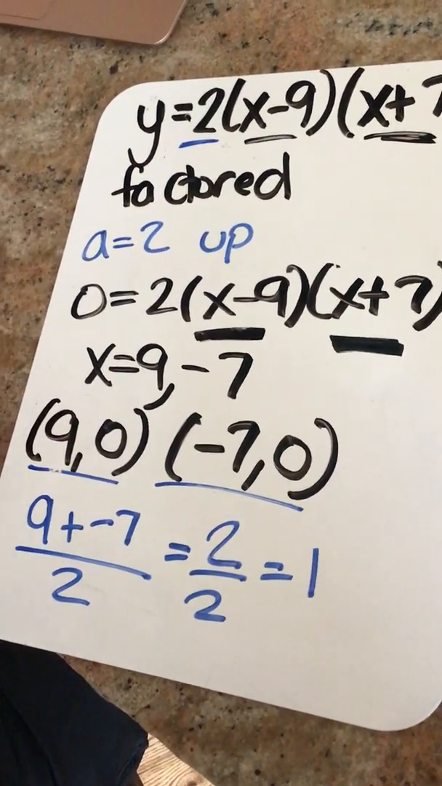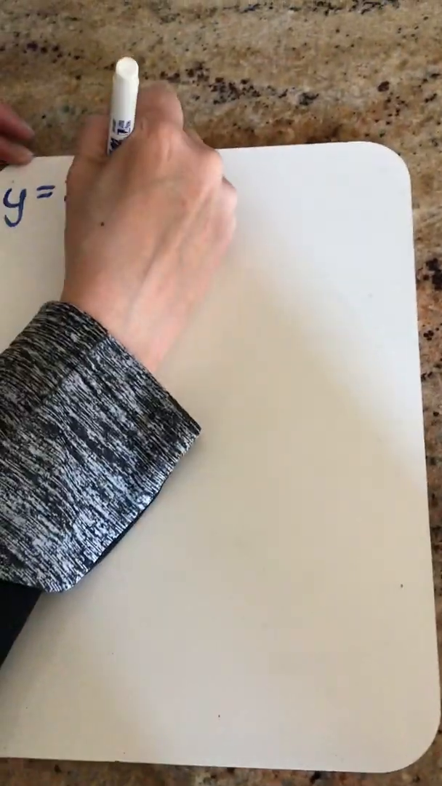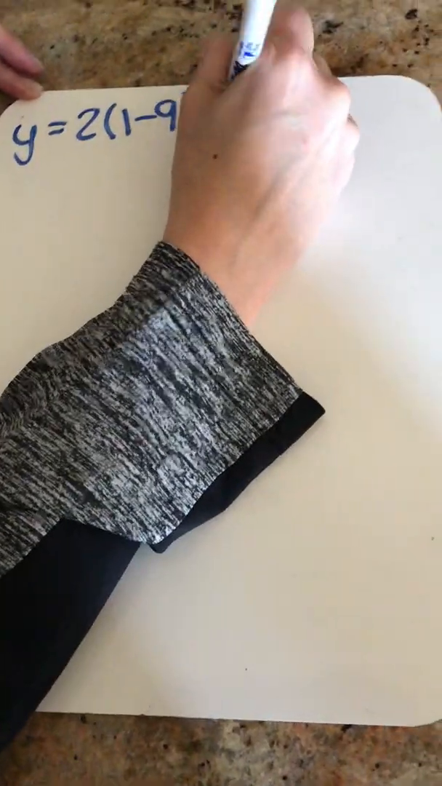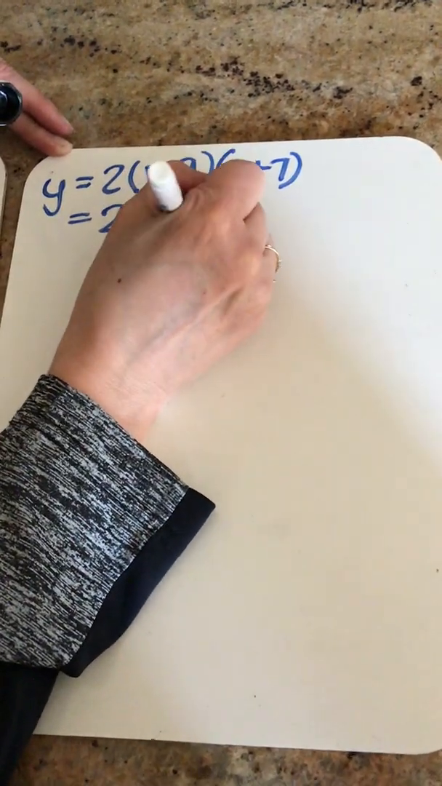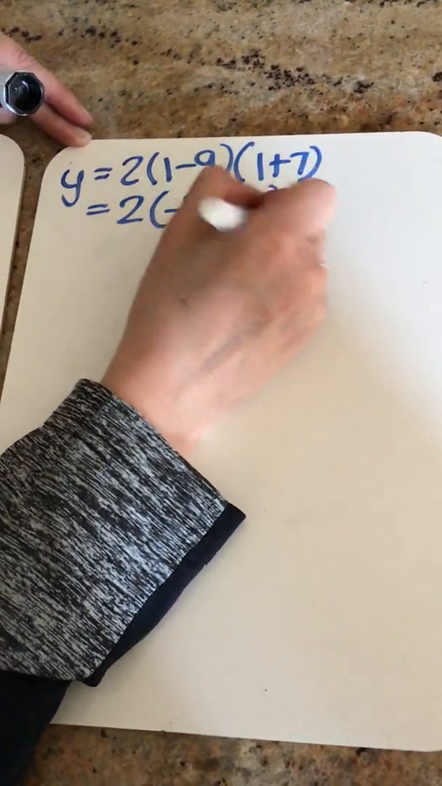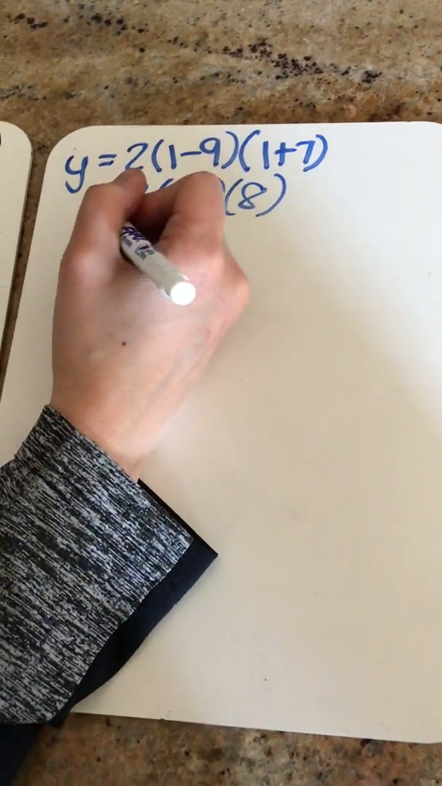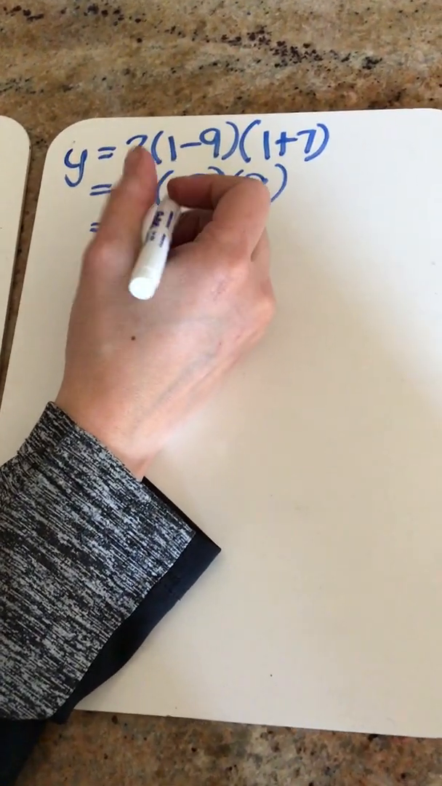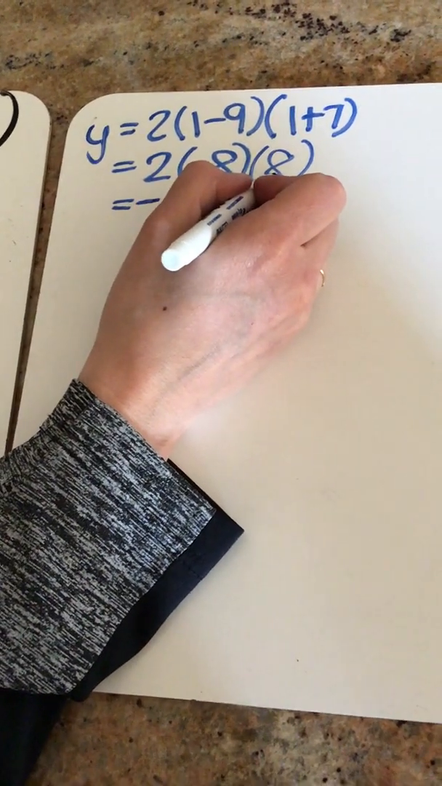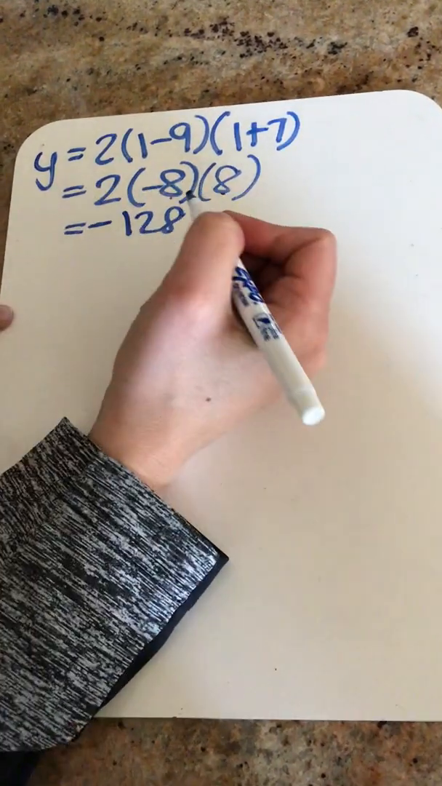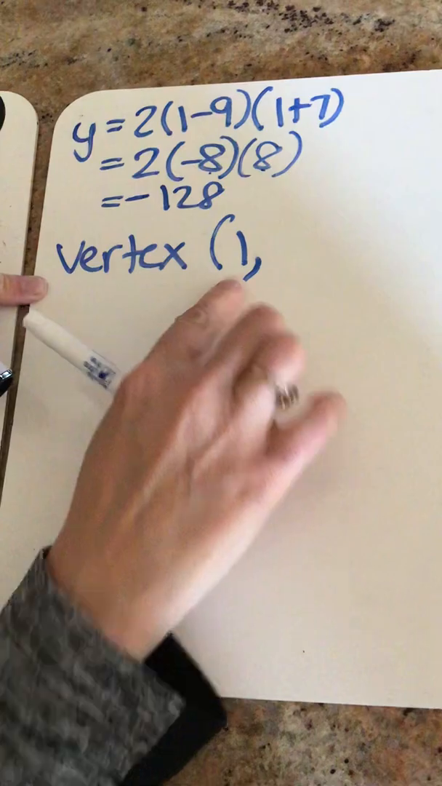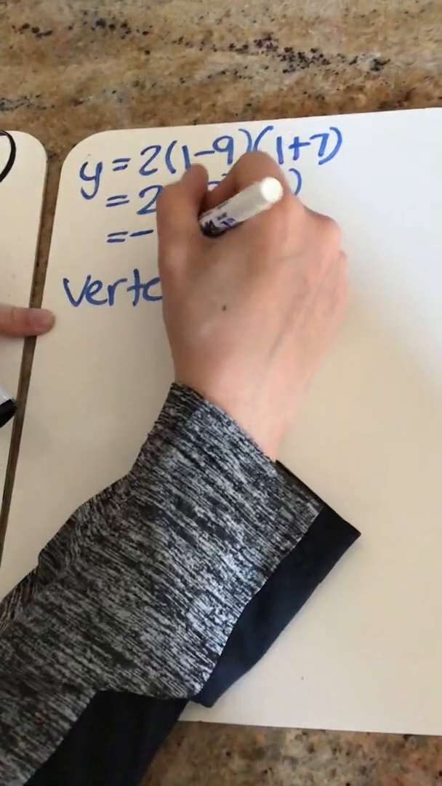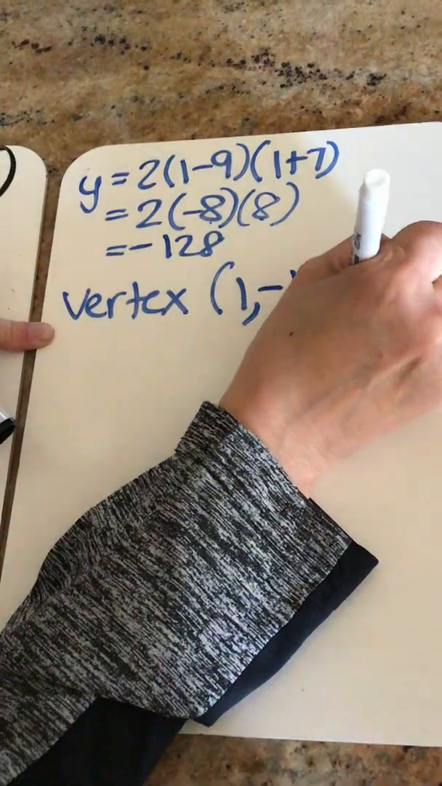And then in order to find the y, all I have to do is plug it into the equation. So I could say y equals 2 times (1 minus 9) times (1 plus 7), okay? So this becomes 2 times -8 times +8. How many negatives are there? Just 1, so I know I'm going to get a negative answer here, okay? And then I say 8 times 8 is 64, and 64 times 2 is 128. So my vertex is that one I got, which was halfway in between my 2 x-intercepts, and then my y value, -128, okay?